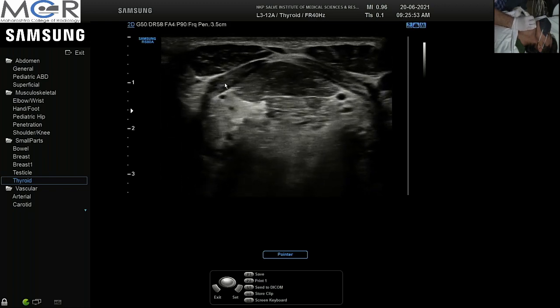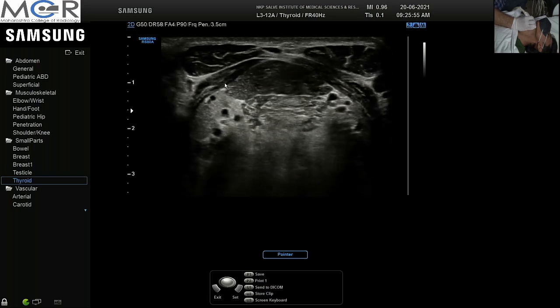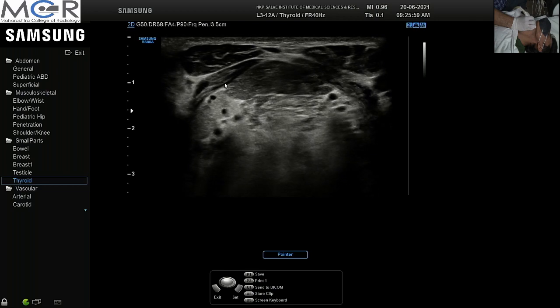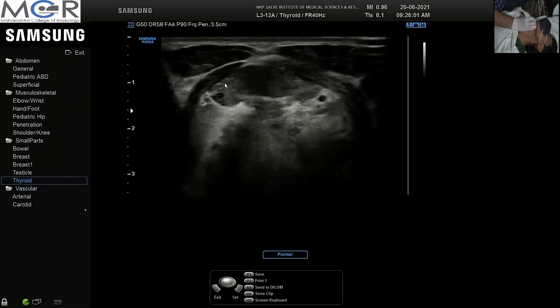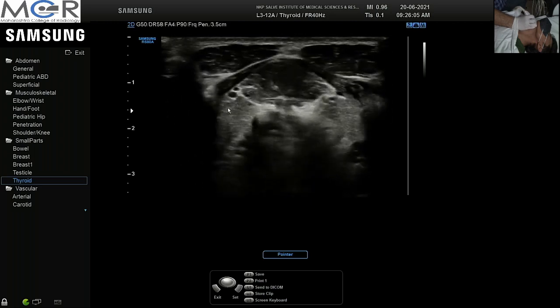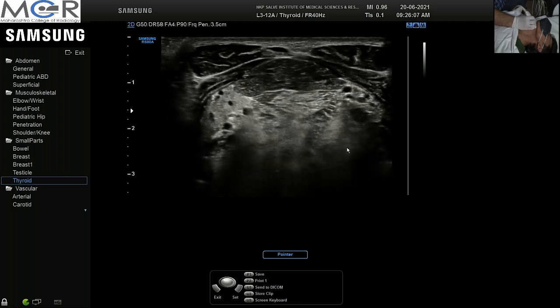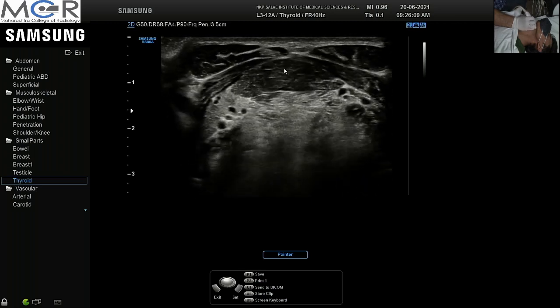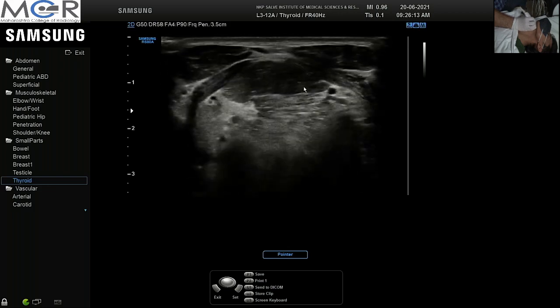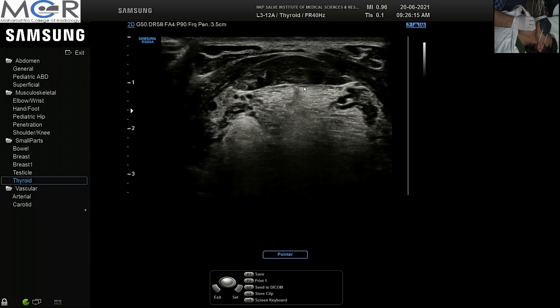Now the pathologies that we can encounter in this triangle are ranula, lymph nodes, then we can have calculus of the submandibular gland duct. We can also have malignancies of the base of the tongue, which will distort the anatomy. In fact, distortion of the anatomy may be the first sign that some pathology is there.